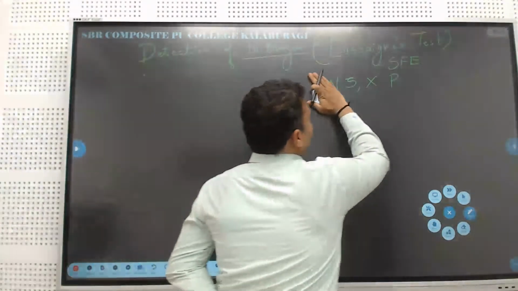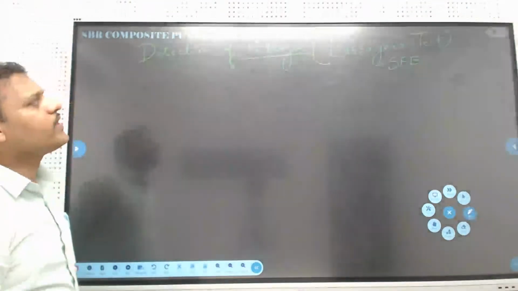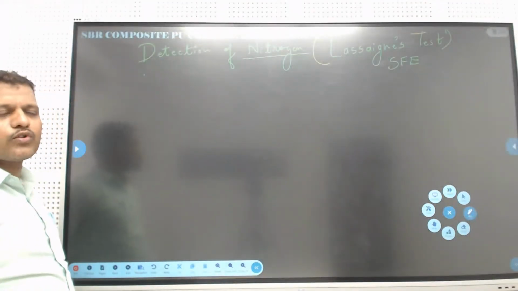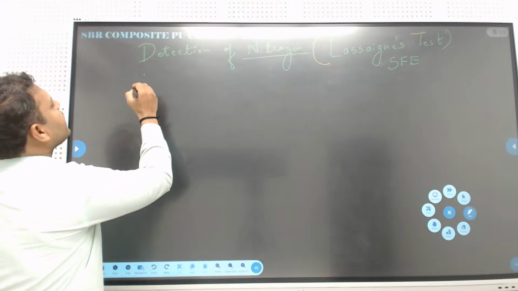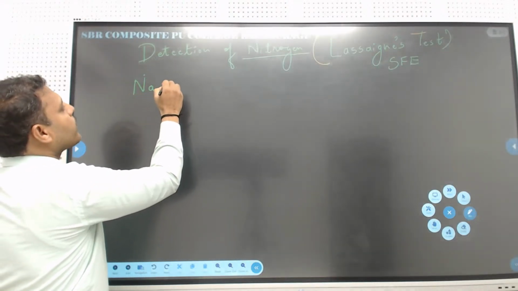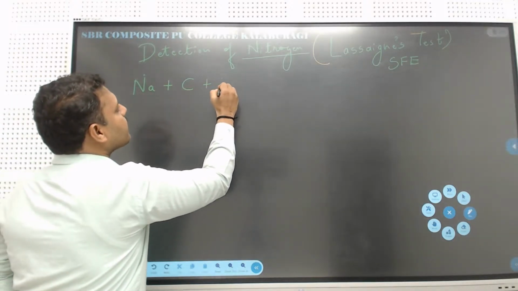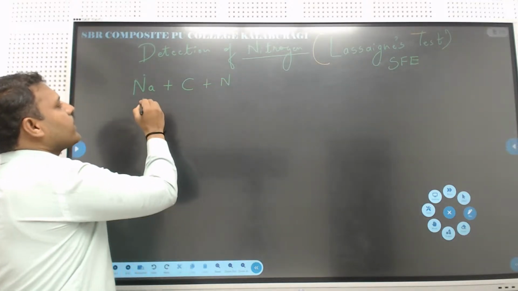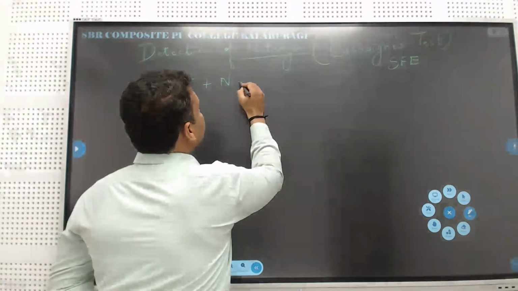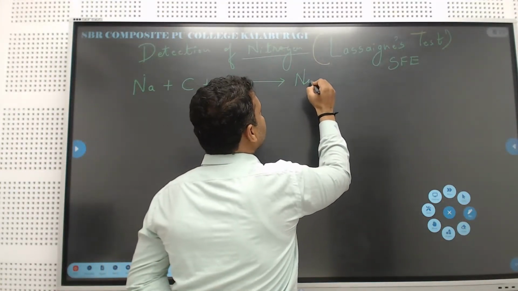Now let us try to understand how we are going to detect nitrogen. Basically we know that we add sodium to the organic compound containing carbon and nitrogen. Therefore Na, C and N together react and we get sodium cyanide.